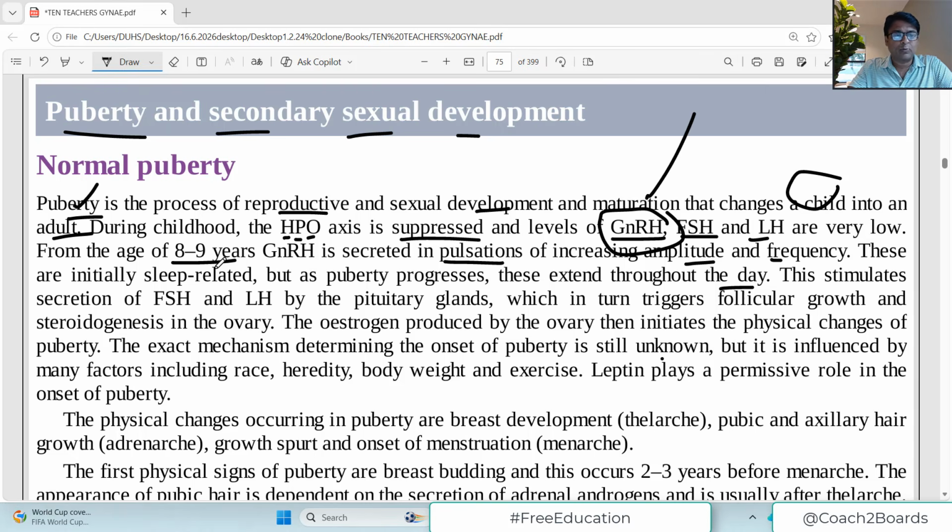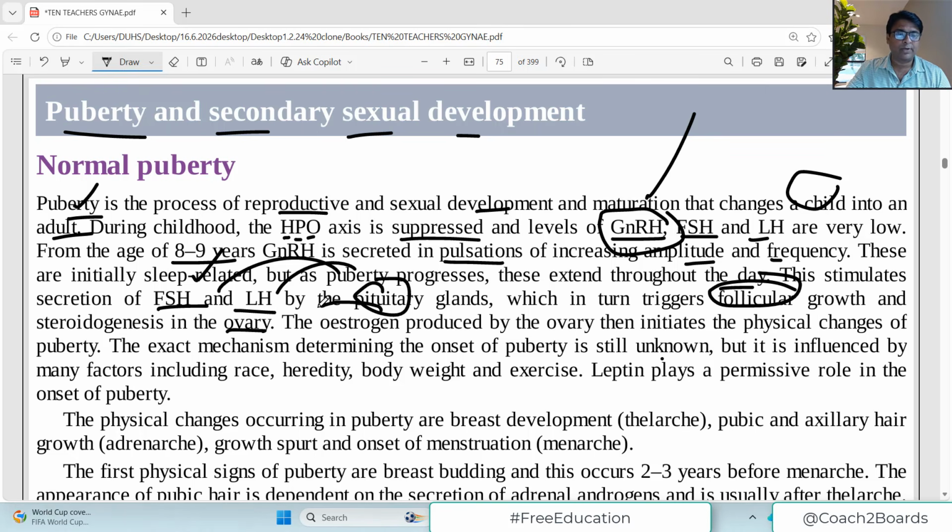So होता ये है कि this stimulates the release of FSH and LH from the pituitary, and they go and work on to the ovary. So they trigger, basically the follicle stimulating hormone triggers the follicular growth in the ovary. And also steroids are produced. The estrogen, which is produced by the ovary, then initiates the physical changes.